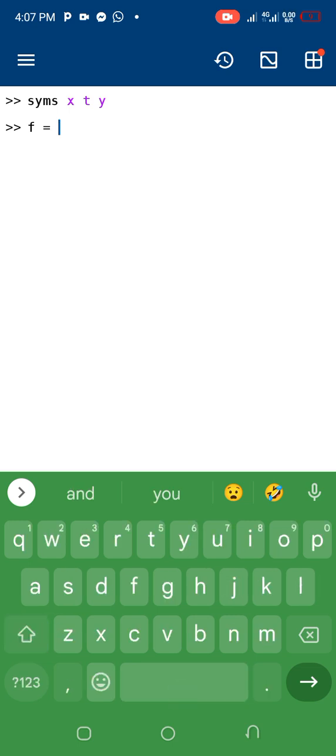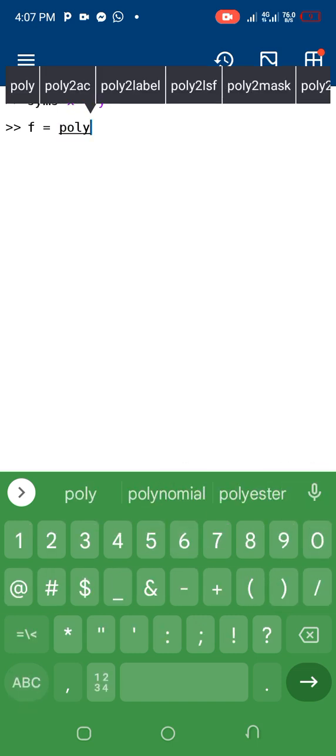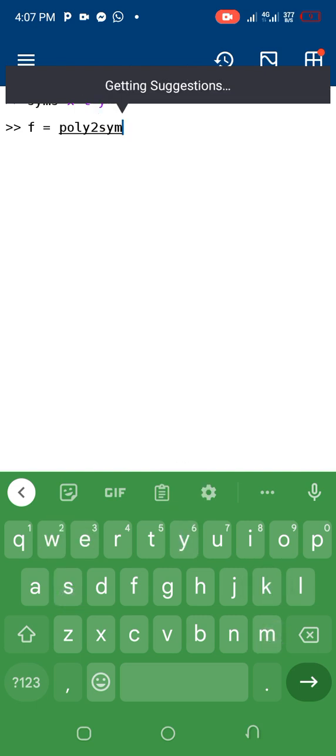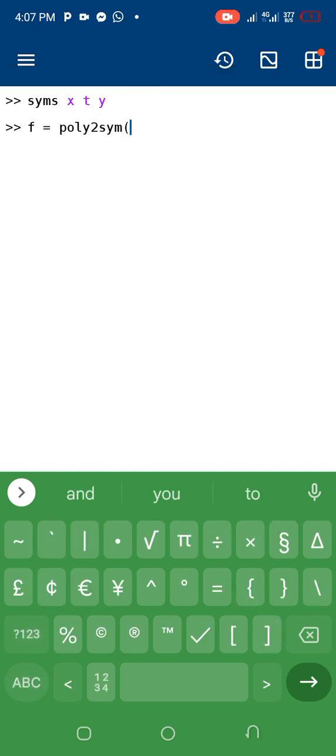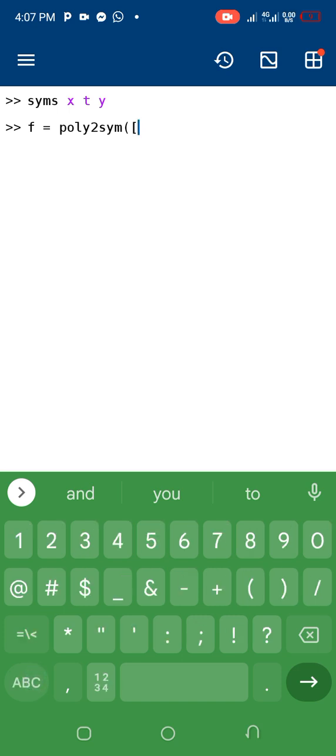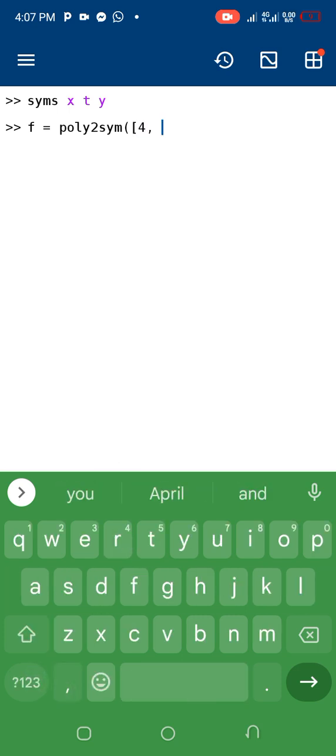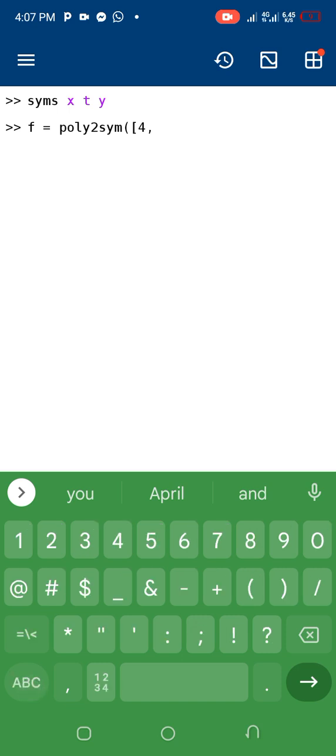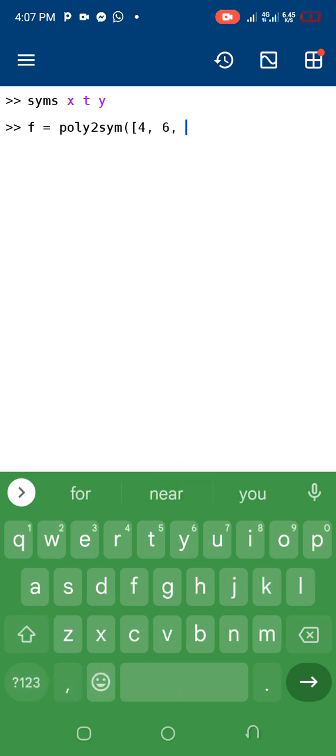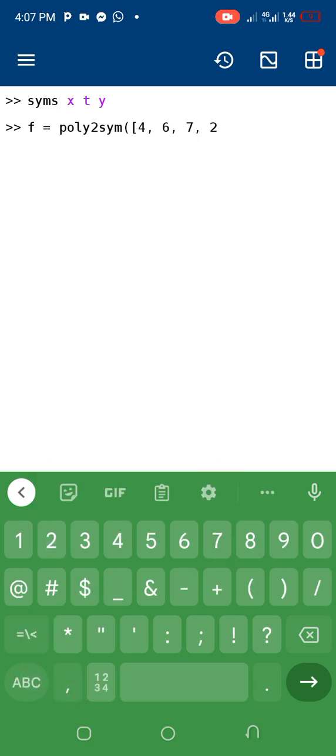So we are going to create a polynomial of degree 3, and that means we have to bring 4 coefficients. So we are going to use the function poly2sym. Then we create a square bracket and we give it how many coefficients. If it is degree 3, then we are going to give it 4 coefficients. So 4, 6, maybe we say 7, then we say maybe 2.